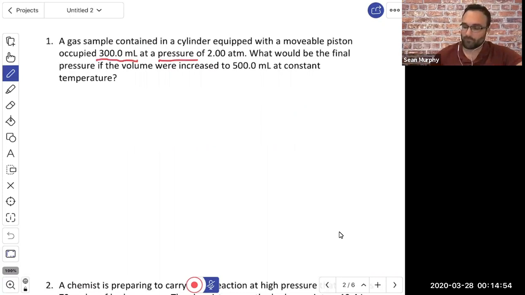We're all good. What would the final, that's a key word, final pressure be if the volume were increased to 500 milliliters at a constant temperature? All right, so we have the word final. We have two different volumes. Let's go back.